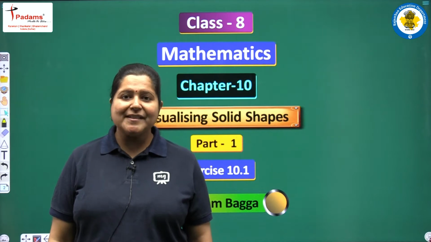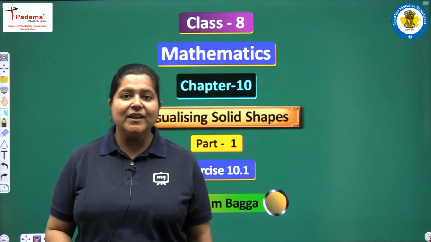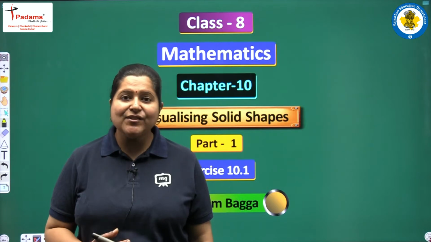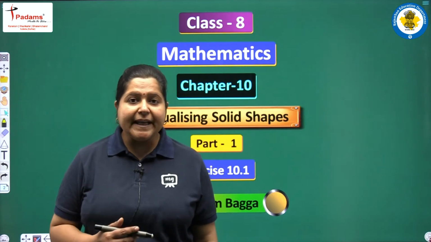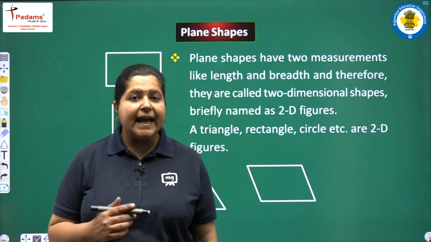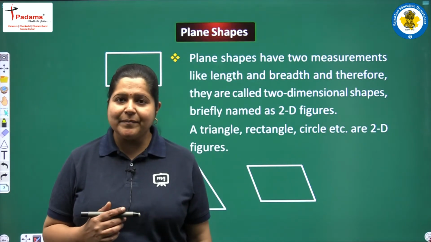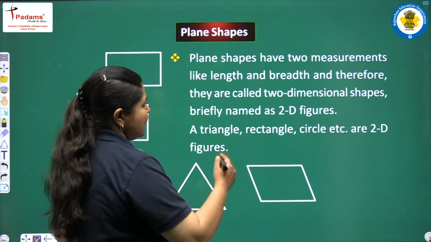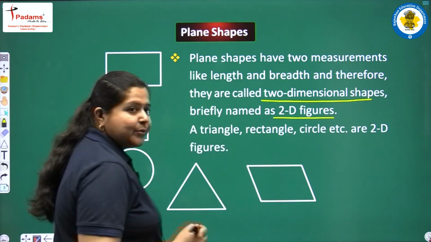Today we are going to start chapter 10, Visualizing Solid Shapes from class 8th Maths. We see a lot of shapes around us and these shapes can be categorized as plane shapes and solid shapes. By plane shapes we mean those shapes that have two measurements, one along their length and the other along their breadth. And these shapes therefore are called two-dimensional shapes or simply 2D figures or 2D shapes.